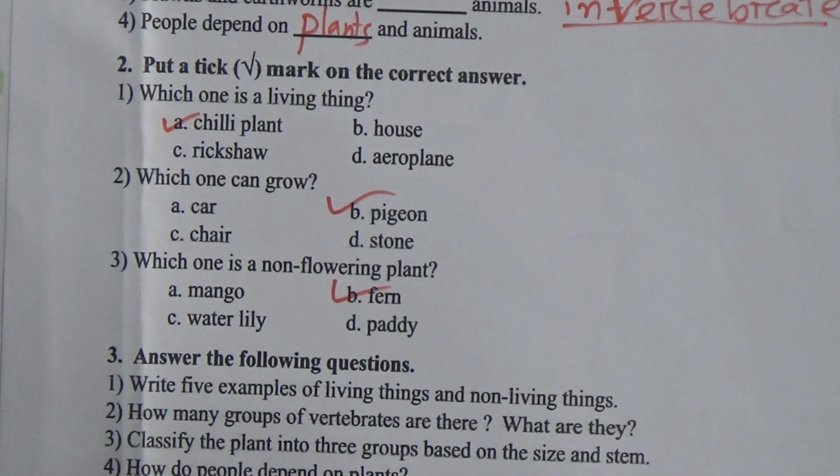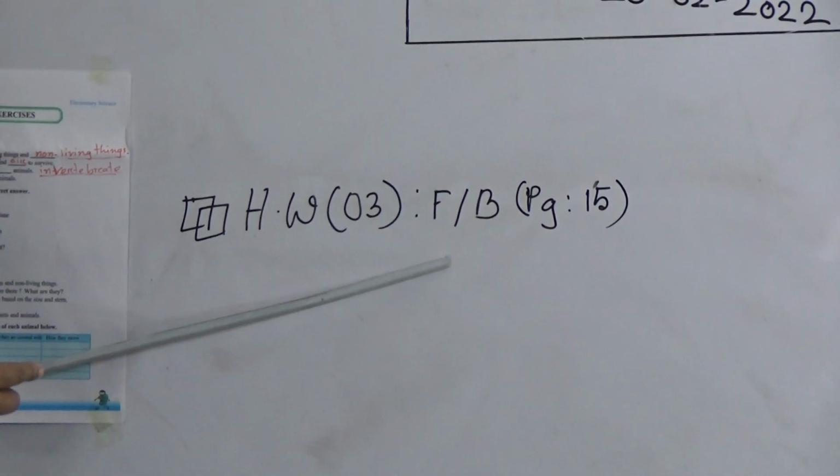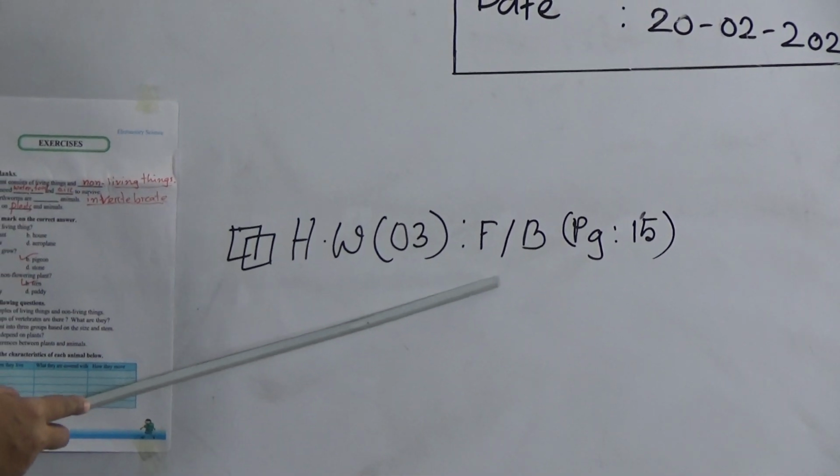Now come to the SW. This is your SW number 3. You have to do the fill in the blanks from page number 15 as your SW, and you have to submit on Saturday.